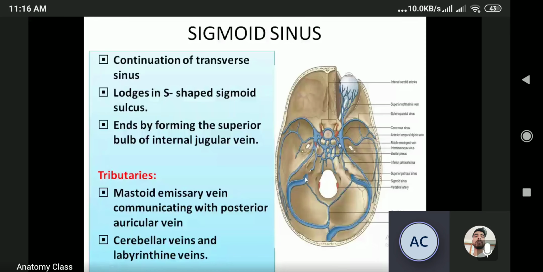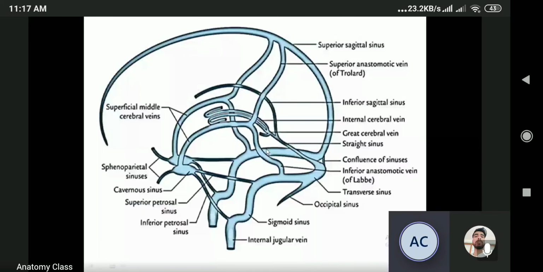Just to recall, we have talked about the right transverse sinus and left transverse sinus. The right transverse sinus is the continuation of the superior sagittal sinus. The superior sagittal sinus drains into the right transverse sinus, while the straight sinus drains into the left transverse sinus, which is more clear in this diagram. Then this left transverse sinus continues as the left sigmoid sinus. The right transverse sinus also continues down as the right sigmoid sinus. The sigmoid sinus finally becomes continuous as the internal jugular vein.